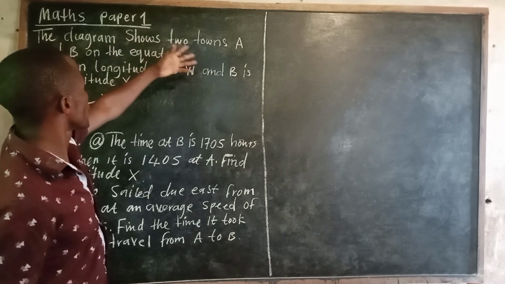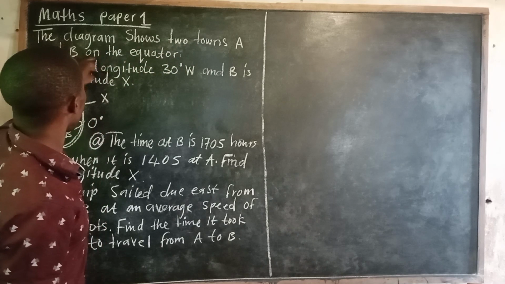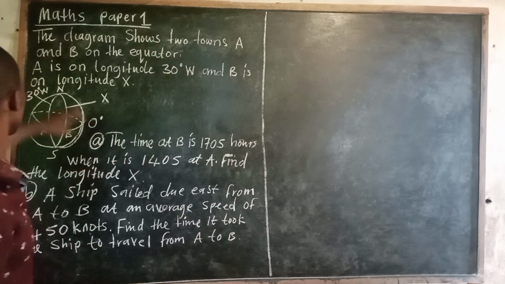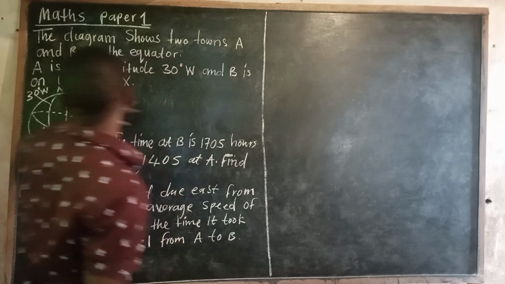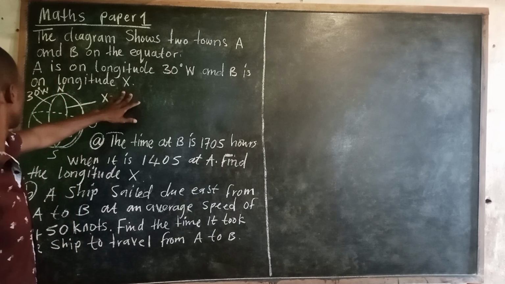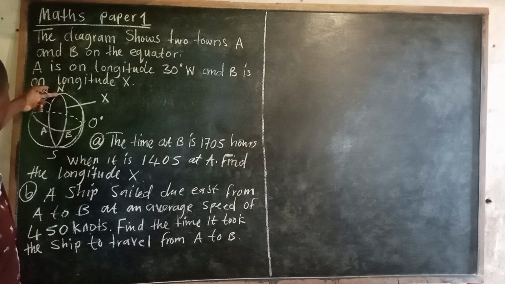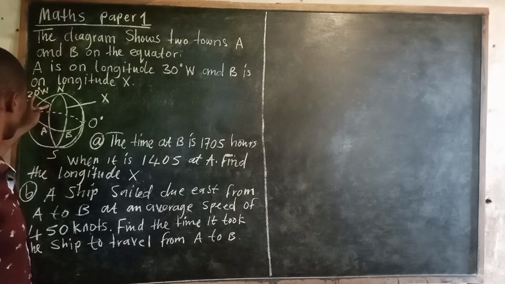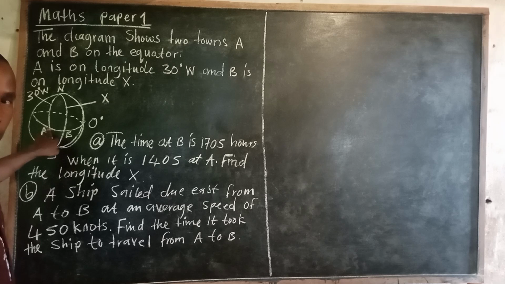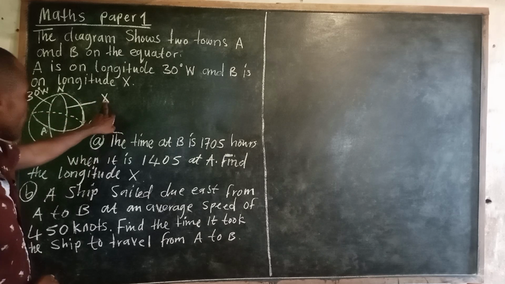The diagram shows two towns, A and B, on the equator. A is on longitude 30° west and B is on longitude X. This is the diagram they are talking about. These are longitude lines. On this side we have 30, that is where A is. Then for B, we have X.